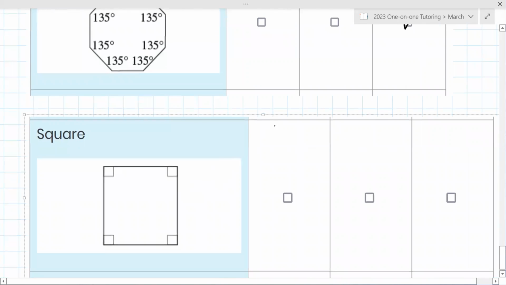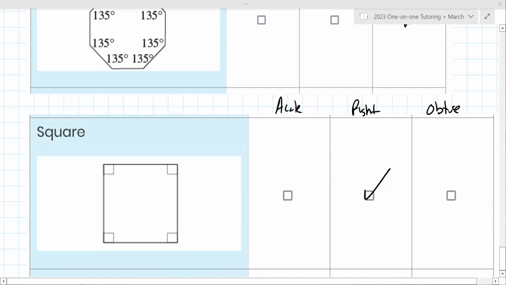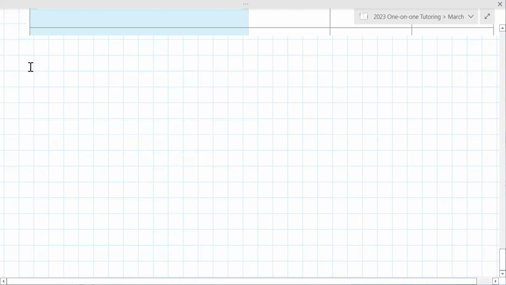Is it acute, right, or obtuse? Right. You got it. Now we're going to look at what's called a rhombus. A rhombus, believe it or not, is like a square pushed over.